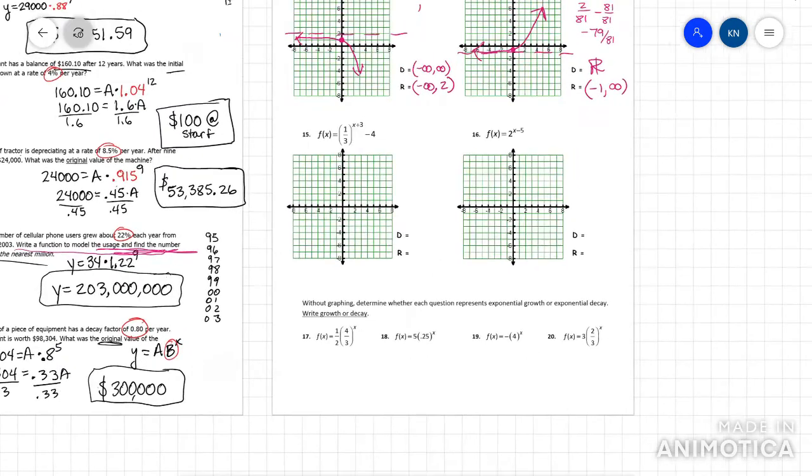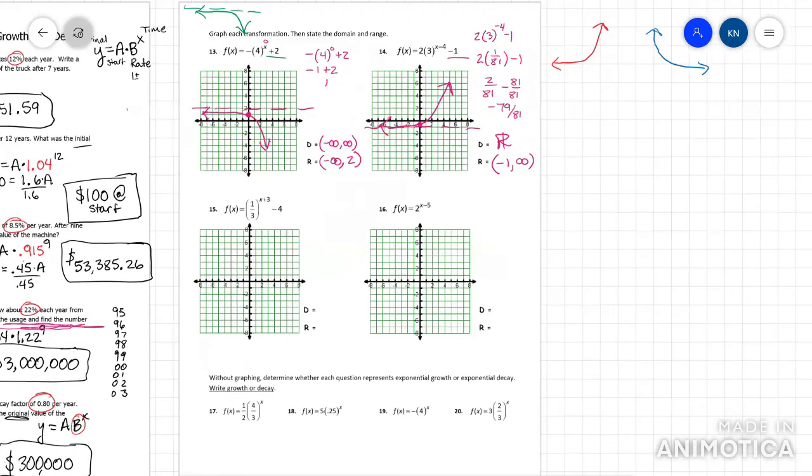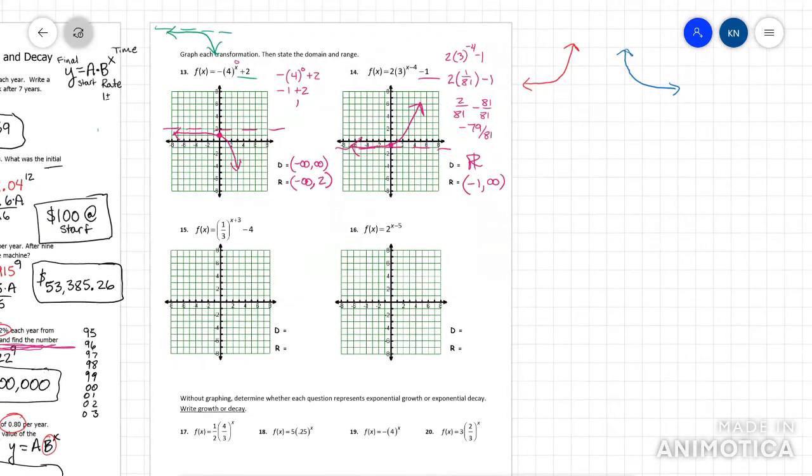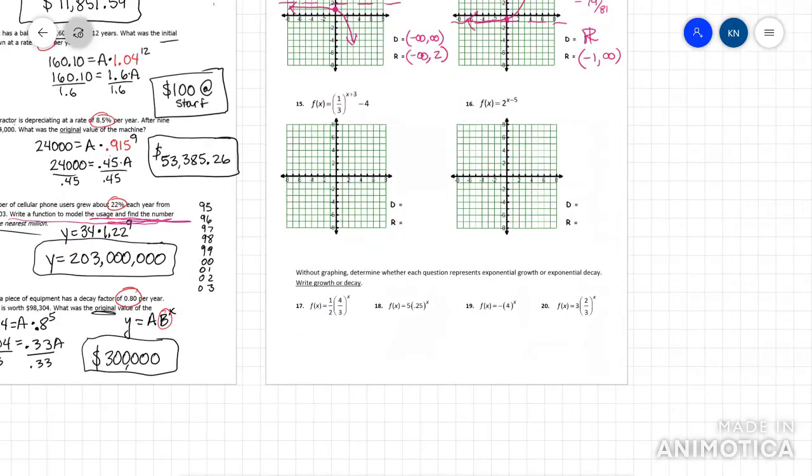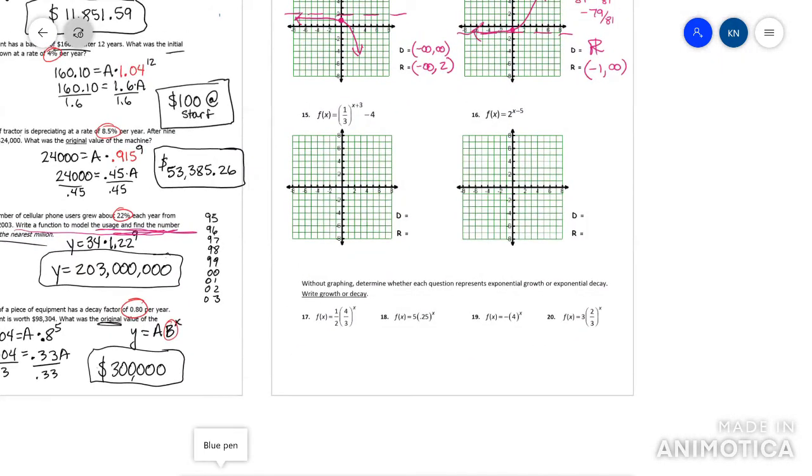Okay, the next one. This is exponential decay. So it's going to look like the blue function to the right. And so that's the shape it's going to take, like the blue, like this, with your asymptote being here. Your asymptote is at y equals -4. That's here. And now you just got to go get that y-intercept. So if you plug in 0, you get 1/3 to the 3 minus 4. Well, that's 1/27 minus 4.